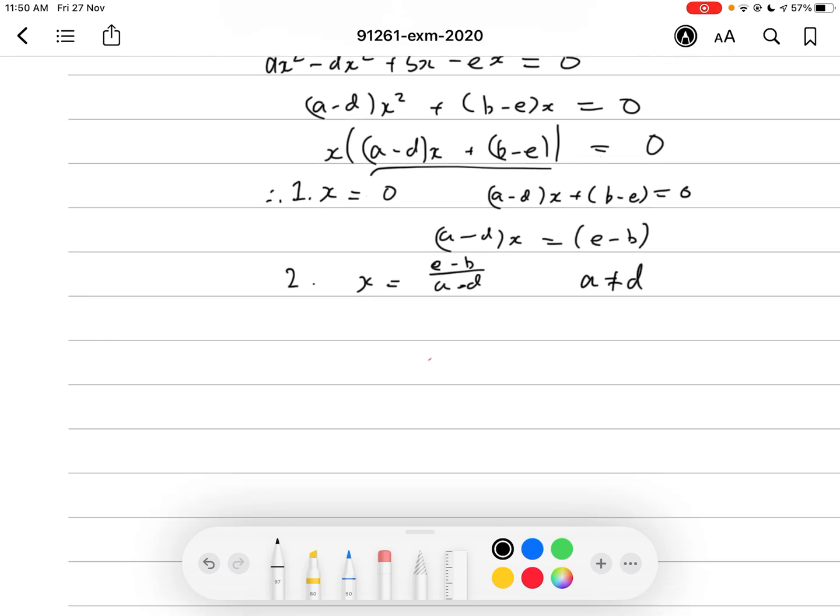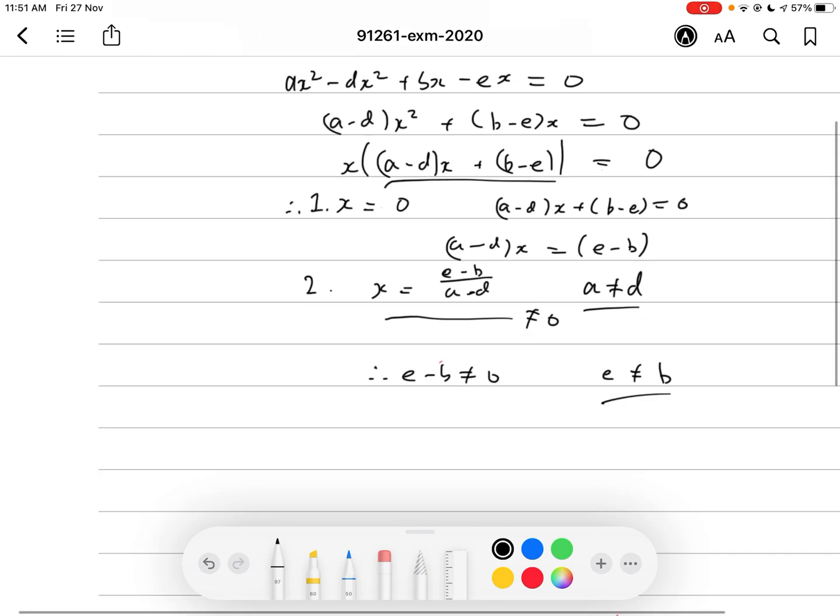And second of all, we need to look out for repeating solutions. We know that x equals 0, so that means solution number 2 can't be equal to 0. Since if both of these solutions equal 0, then they're actually only touching at one distinct point, which is x equals 0. So therefore, this whole thing cannot be equal to 0, and we know that e minus b cannot be equal to 0. So therefore, e cannot be equal to b.